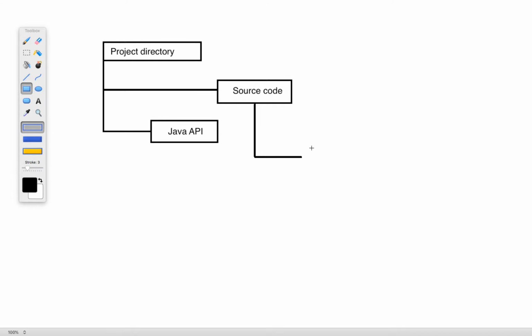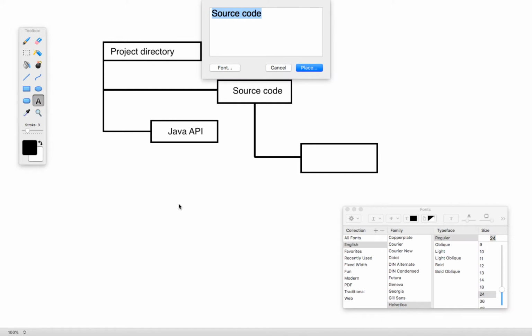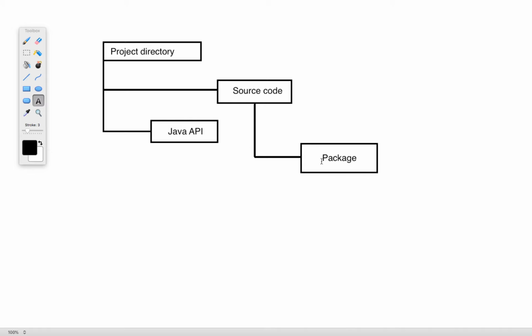And in this one single package, we will have our Java files. So this will be our package. And as far as each one of these points go, our project directory, our source code, Java API, and our package, each one of these is essentially just a folder.